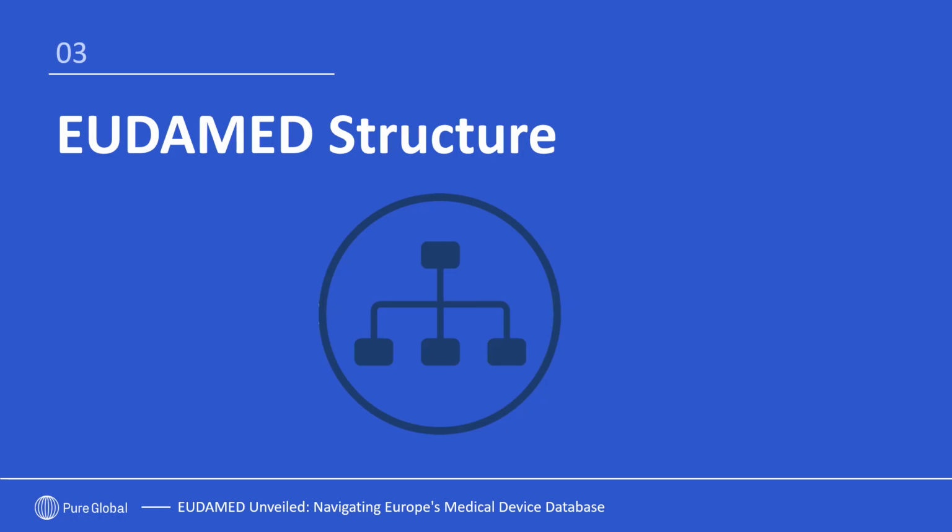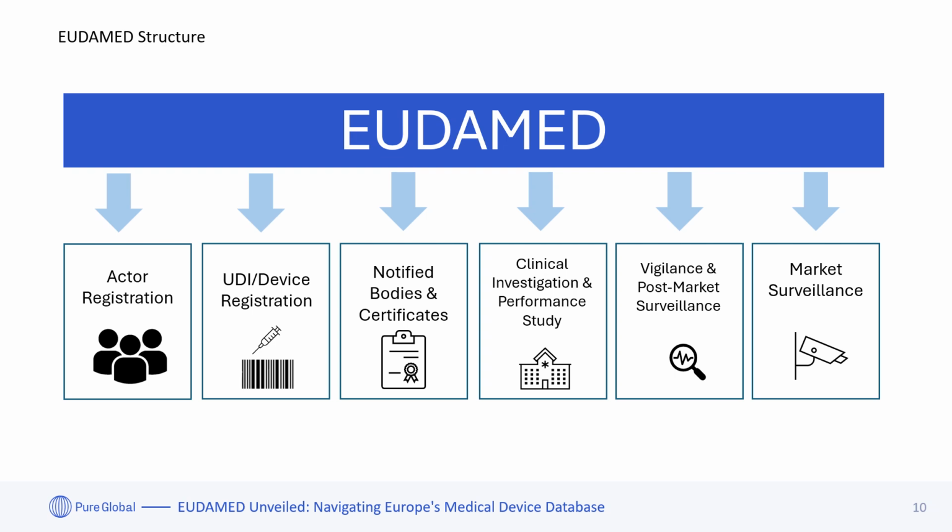Now, let's see how EUDAMED is structured. EUDAMED is made up of 6 main modules. Firstly, actor registration, UDI device registration, notified bodies and certificates, clinical investigations and performance studies, vigilance and post-market surveillance, and last but not least, market surveillance. Each module serves a specific purpose for traceability, safety, and market oversight. So let's dig deeper into them and understand what is their individual purpose.